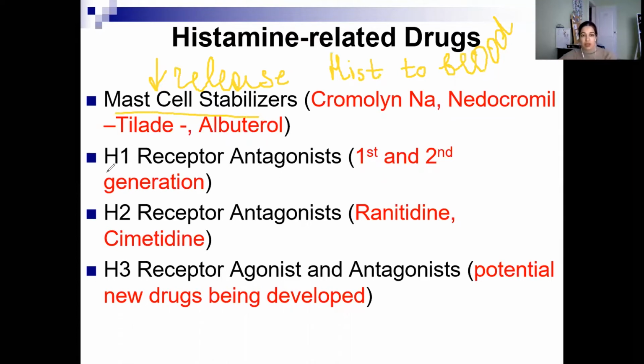And we have the receptor antagonists: H1 receptor antagonists, H2 receptor antagonists, and H3 receptor agonists and antagonists. I don't know them, but they are potential drugs being developed now, so we don't use them right now. For H2, as we already said, they have more effects on the stomach and others, so we don't study them today. For us today, the more interesting groups are the first and the second.